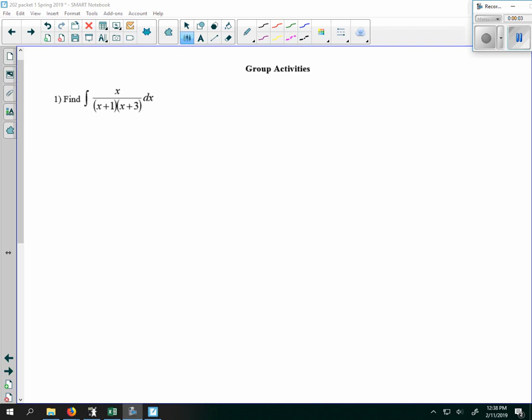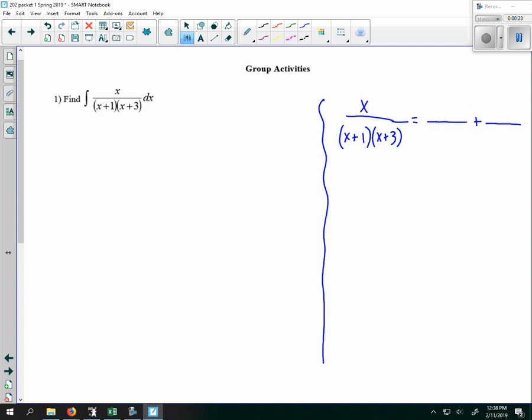Okay, I want to find the integral of x over (x plus 1)(x plus 3). Before I start doing anything with integrals, I'm going to rewrite that fraction using partial fraction decomposition. For each unique linear factor, and I have 2 of them, I need a constant over each one. Then I'm going to multiply both sides of the equation by (x plus 1)(x plus 3).